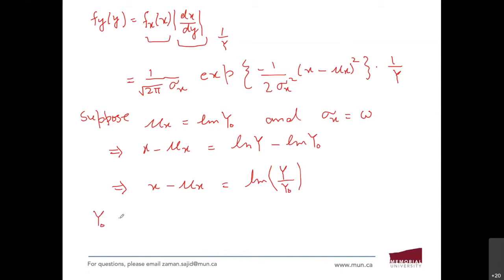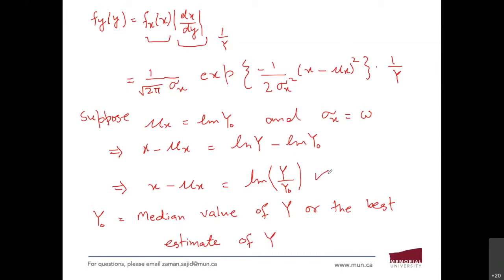Now y naught here is the median value of y, or the best estimate of y. Now I'm going to take this property and I will put that into this equation on the next slide. I'm going to the next slide, please.